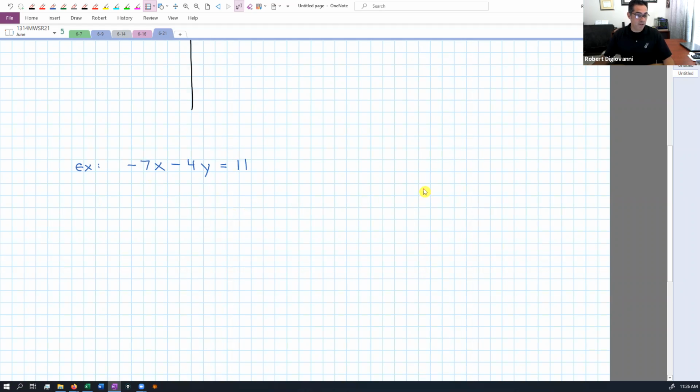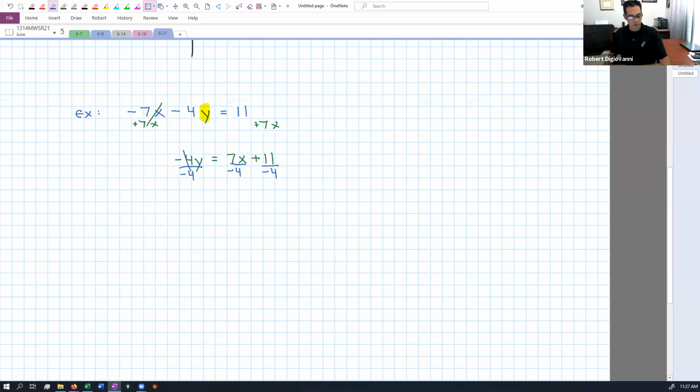All right, I'm going to move through this one myself a little fast. First thing I'm going to do, I'm trying to get the y by itself. So I'm going to get rid of the 7x. I add 7x to both sides. It goes away. I have negative 4y equals 7x plus 11. Almost there, I need to get the negative 4 out of here. So I divide by negative 4, divide by negative 4, divide by negative 4. The y's cancel, the negative 4's cancel. I get y here. Here I get 7 over negative 4x. And now this part is a little tricky. You have 11 divided by negative 4. So I'm going to write that as negative 11 over 4.